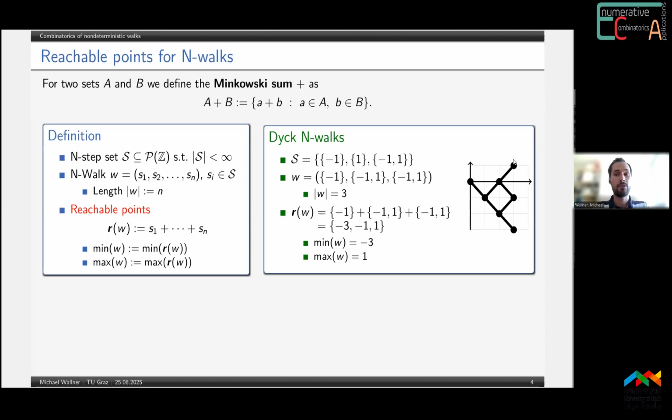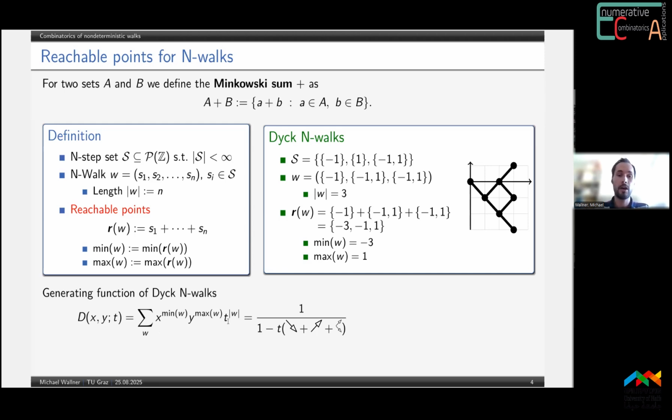And we're going to use generating functions in order to understand these objects. So I define the trivariate generating function D(x,y,t), where I need x and y as catalytic variables in order to model them. So they capture the reachable points. So in x, it's the minimum of the reachable points. In y, it's the maximum of the reachable points. And in t, I capture the length. And now it's very classical: you just apply standard symbolic computations for generating functions.